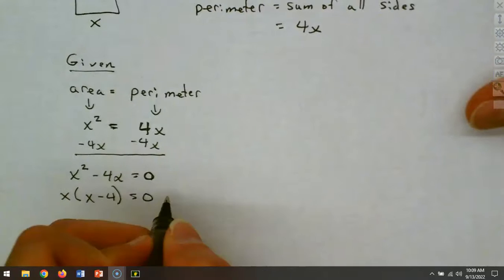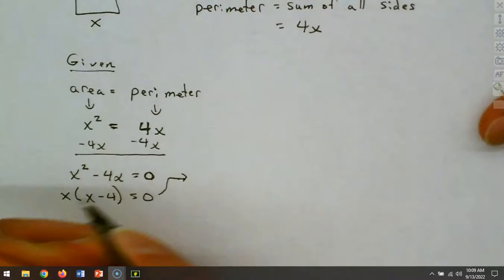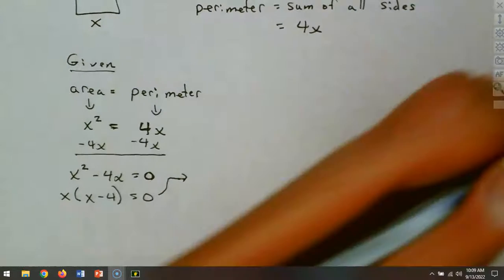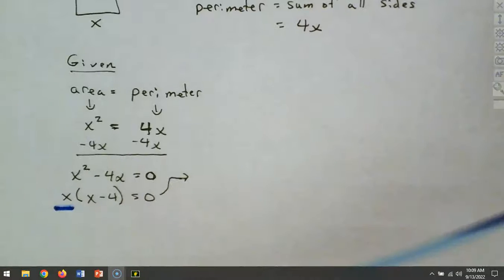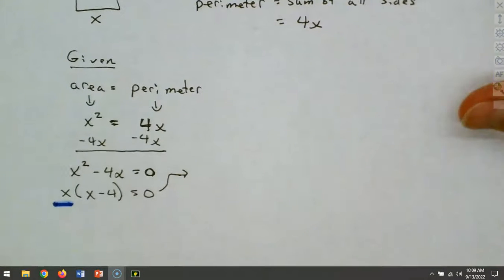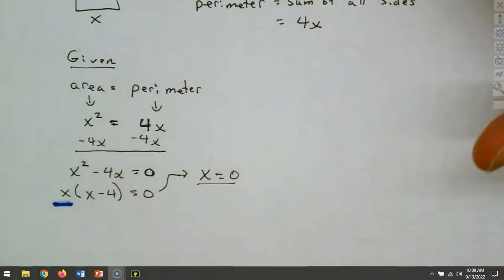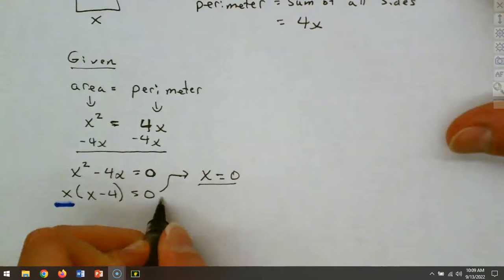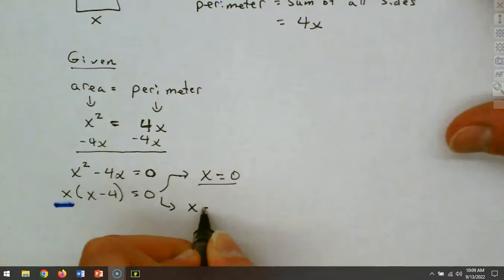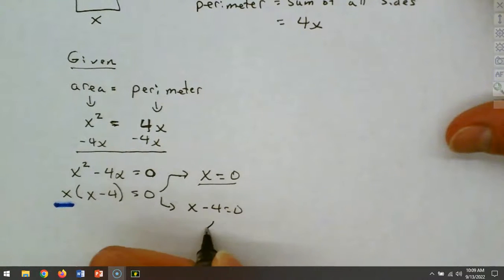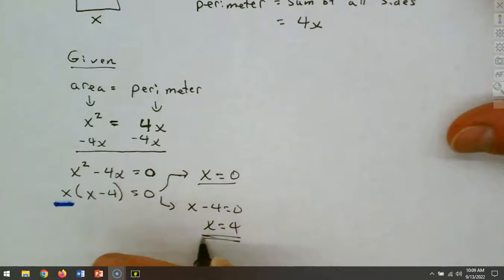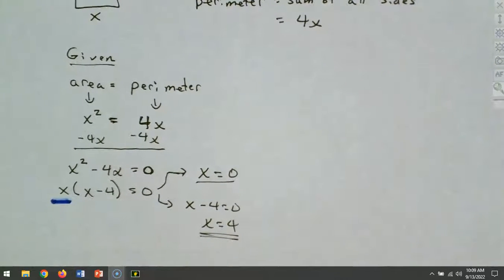So what are we going to get for our two possible solutions? Well, the first one, we factored an x out. So one solution is x equals 0. What about the other one? Well, the other one is x minus 4 equals 0. So x equals 4. Which one of these is not going to be a legitimate answer?